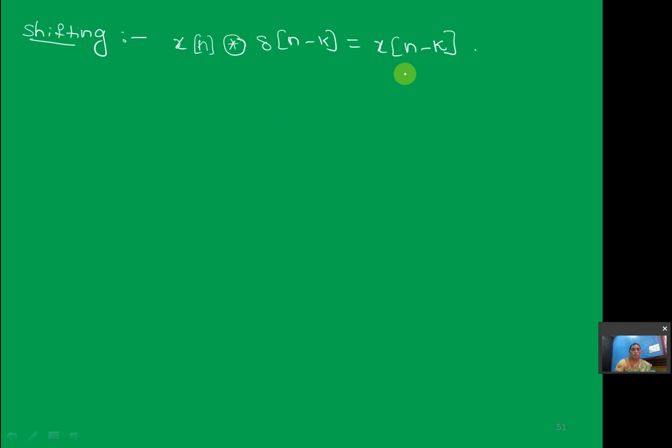Now from this, what is the conclusion here? In the previous case we took del of n only, which exists at n is equal to 0. That's why we can get x of n.